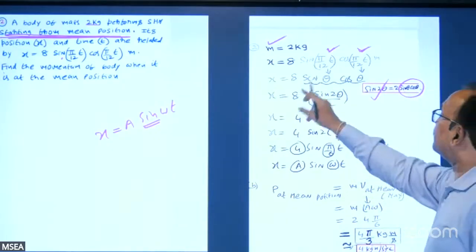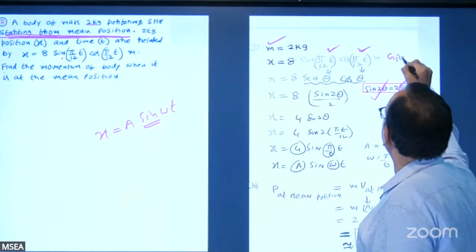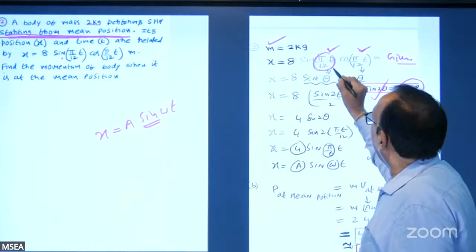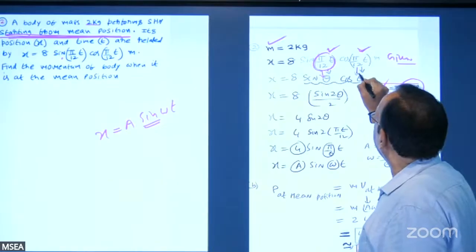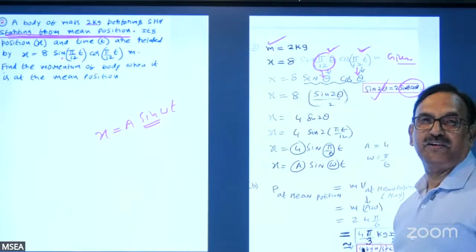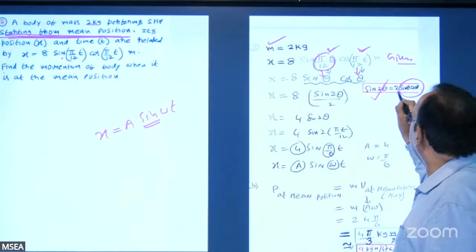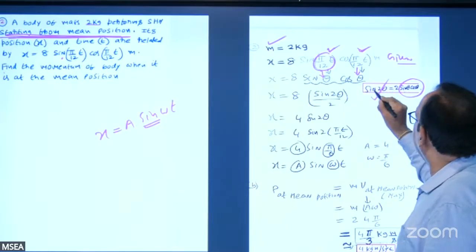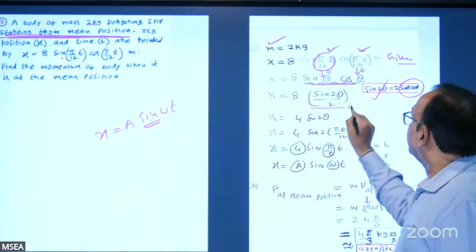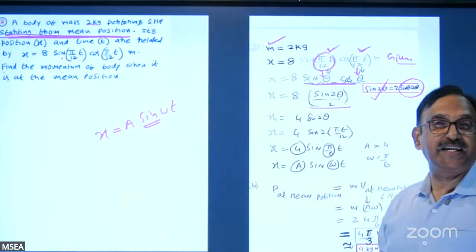Listen carefully. x is equal to 8 sine pi by 12t cos pi by 12t. This is the equation given. Just for convenience, I am calling this pi by 12t as theta. Now this is of the shape x is equal to 8 sine theta cos theta. So we have sine into cos. Sine theta cos theta can be written as sine 2 theta by 2. This 8 by 2 gets cancelled as 4. x is equal to 4 sine 2 theta.